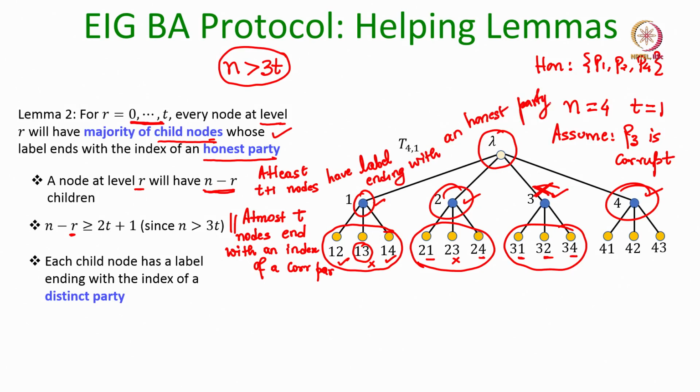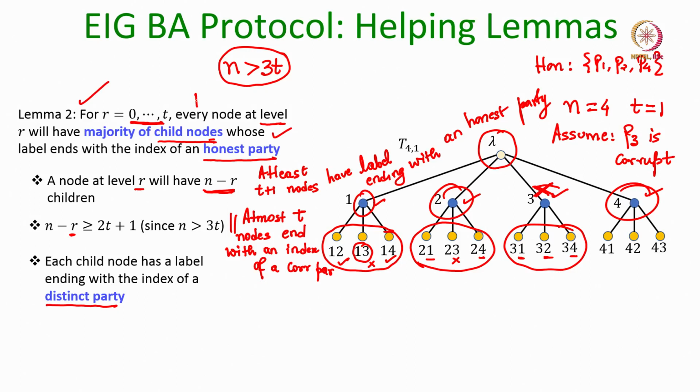Okay. And remember that each child node has a label ending with the index of a distinct party. So, among these n minus r children, it will not be the case that if we focus on the last index, repetition occurs. So, that is why this lemma is trivially true.